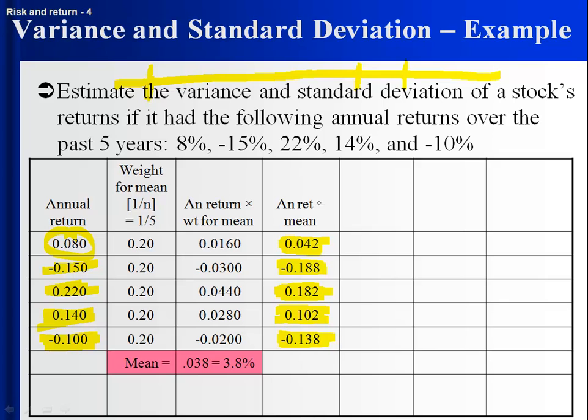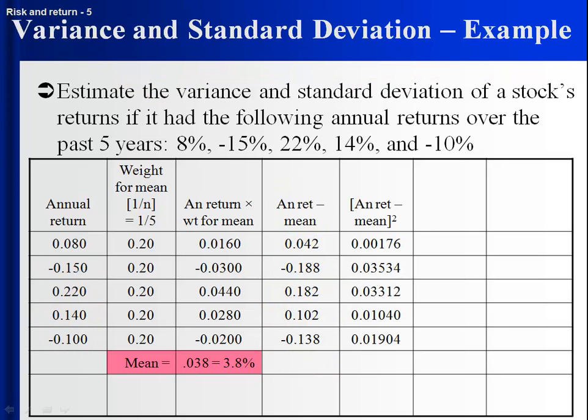And so again, it's just the annual return minus the mean. 8 minus 3.8, negative 15 minus 3.8. I tried to give some context, pick one like 14%. If the mean is 3.8, it was 10.2 percentage points greater than the mean. So that's the deviation. And you can see some are positive, some are negative. Now we want to square them. Again, they're all positive, and the bigger the magnitude of the difference between the return and the mean, the bigger the squared deviation. So now we have 5 squared deviations.